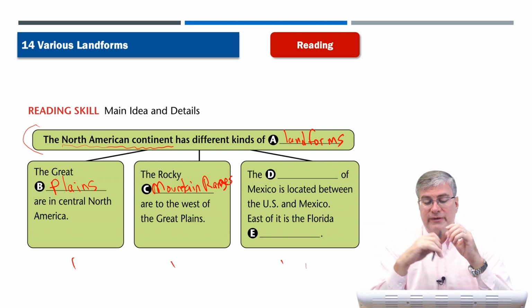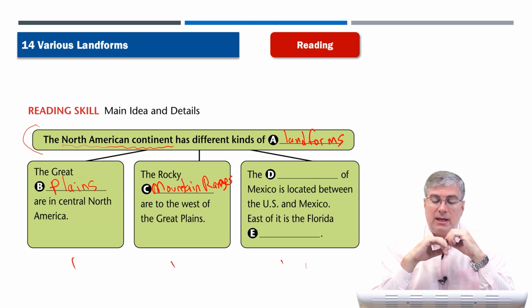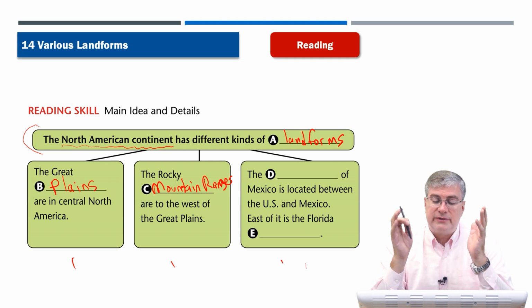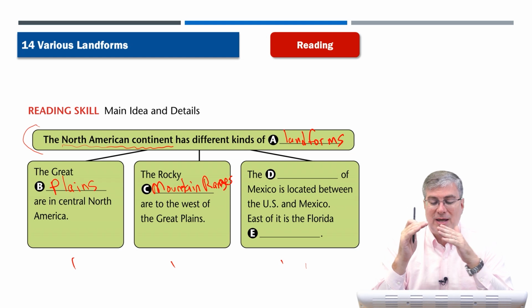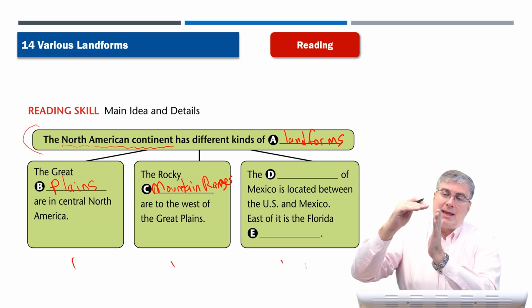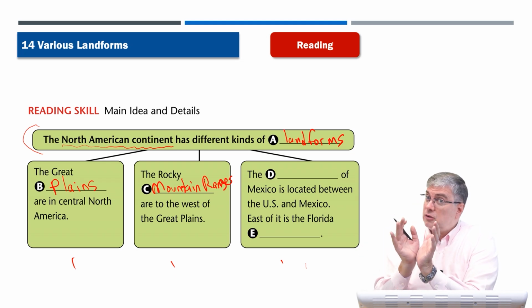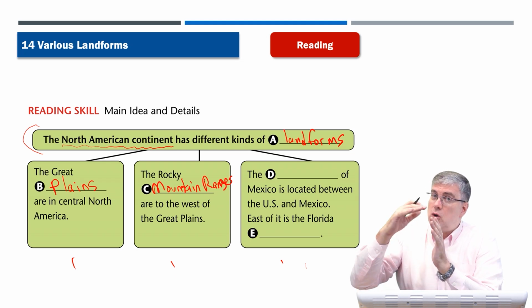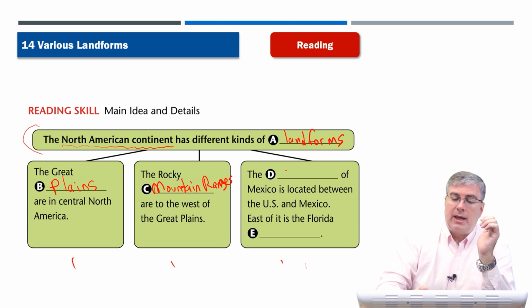Okay, moving on. What's the next detail? The next detail is the Gulf of Mexico is located between the U.S. and Mexico. Now, what were we talking about, right? Between the south coast of America and the east coast of Mexico, but not surrounded by land, right? It's open. So what do we call that? We call that the Gulf.